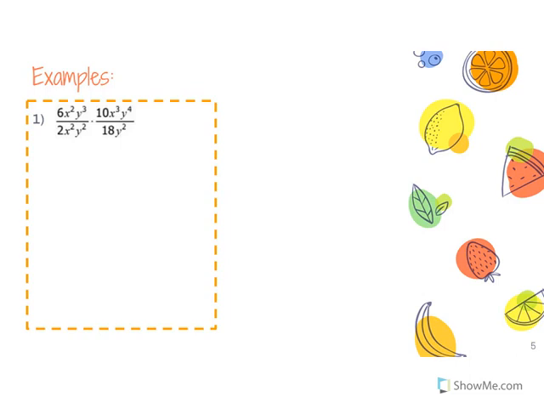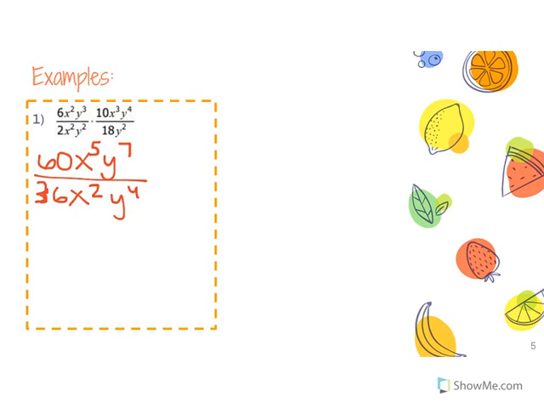Our 6 times 10 is 60. X squared times x cubed: remember, when you're multiplying the same bases, you add the exponents. So 2 plus 3 is 5. And then you have y, 3 plus 4 is 7. Now we're going to work with our denominators. So 2 times 18 is 36. Then we have x squared times nothing, so it's just going to be x squared. And then y squared times y squared, which is y to the 4th power.